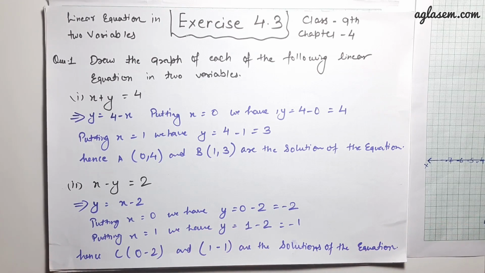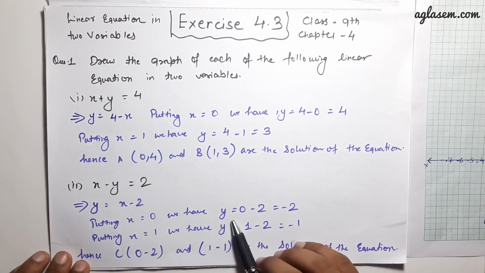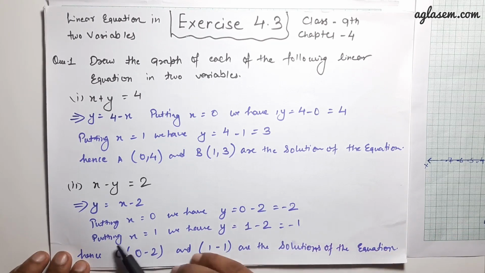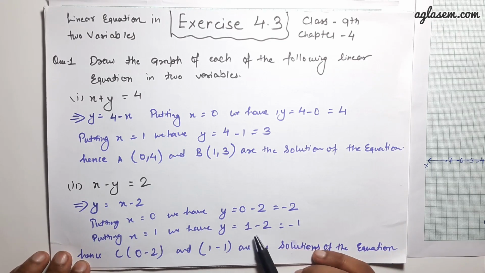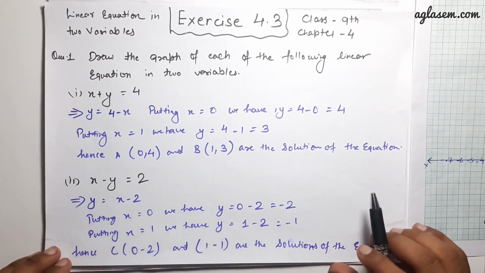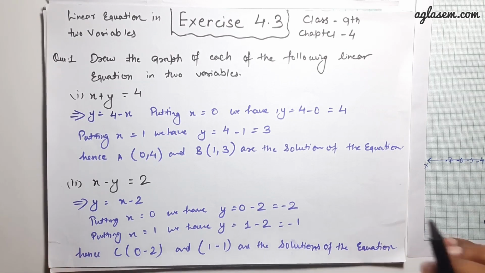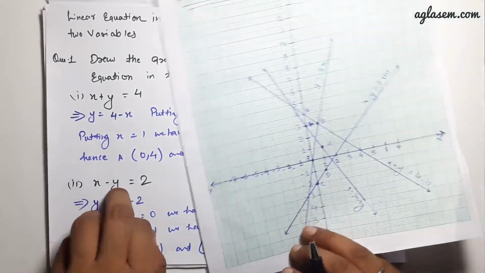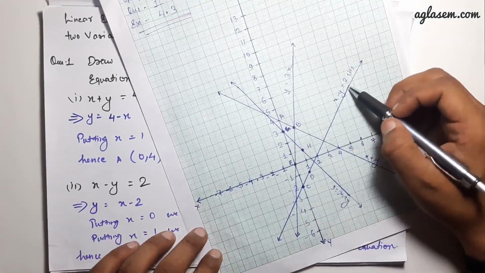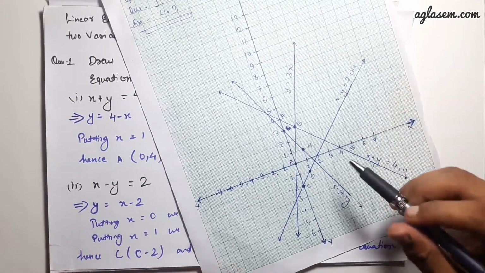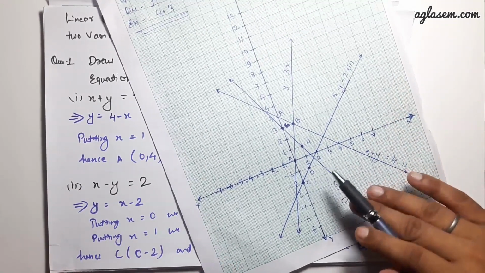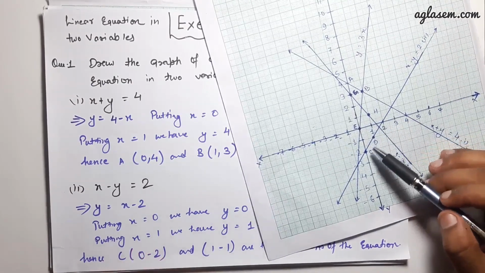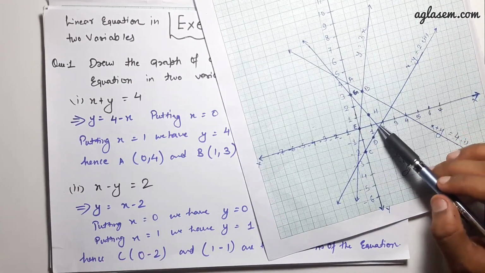So y equals x minus 2. Putting x equal to 0 we have y equals 0 minus 2 equals minus 2. Putting x equal to 1 we have y equals 1 minus 2 equal to minus 1. Hence we get C equals (0, -2) and (1, -1) as the solutions for the equation. Let's watch this on the graph. So the equation is x minus y equal to 2.